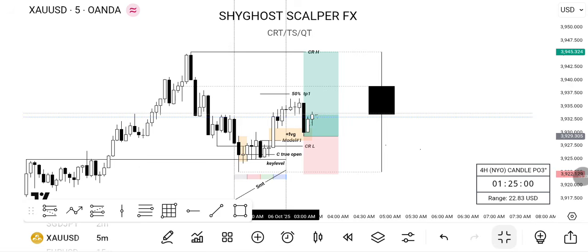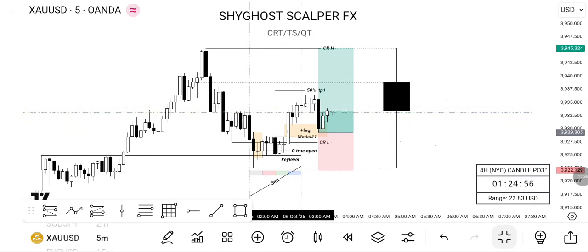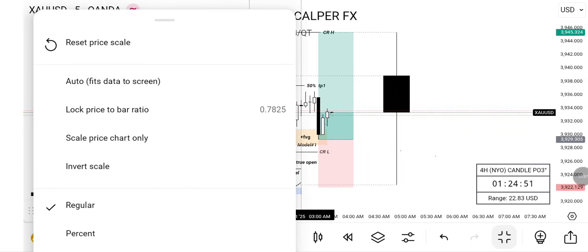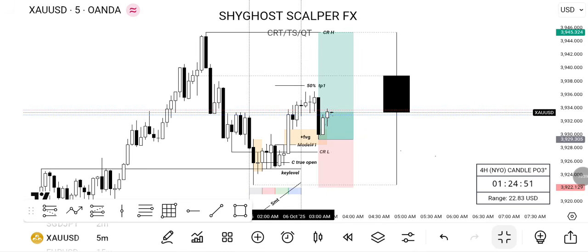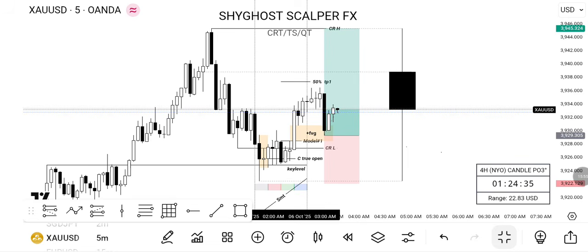This is how you're going to do your analysis when you want to trade your H1 model. It doesn't matter whether you use the 12 a.m. candle to trade your model or the 1 a.m. candle. 12 a.m. or 1 a.m., it's the same thing, it's just different times. So this is how you're going to take your H1 model.